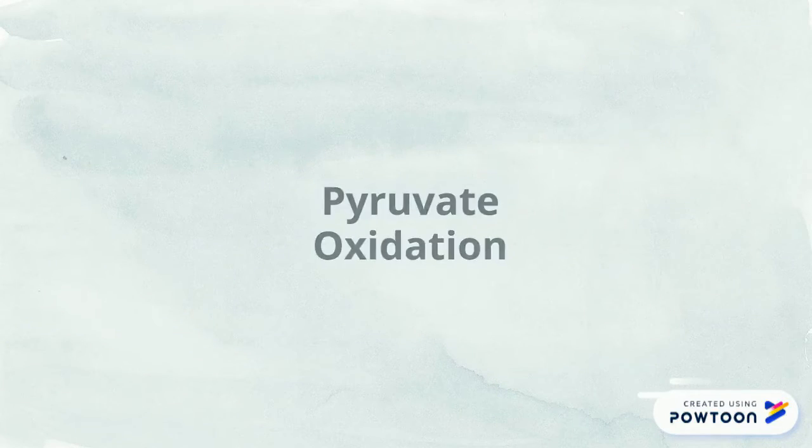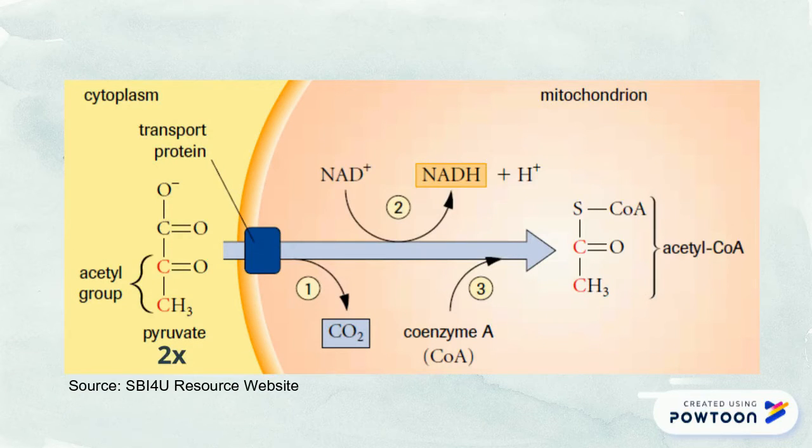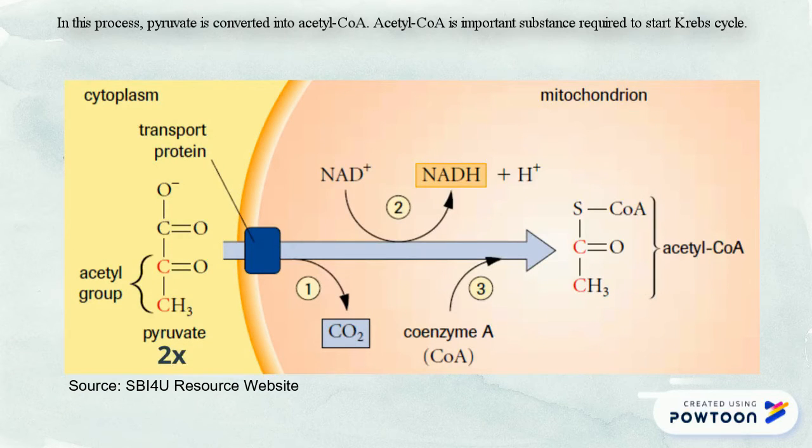Pyruvate oxidation. The pyruvate oxidation process happens right before the Krebs cycle in the mitochondrial matrix. In this process, pyruvate is converted into acetyl-CoA. Acetyl-CoA is an important substance required to start the Krebs cycle.